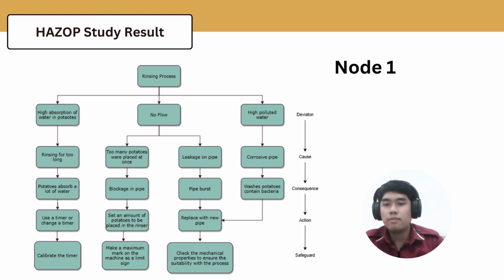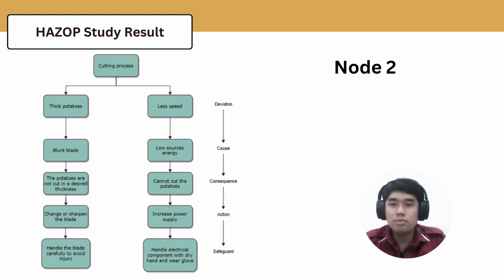And then lastly, we have the high absorption of water in potatoes. The cause is rinsing for too long and it will make the potatoes absorb a lot of water. So to prevent this, we need to use a timer or change the timer if the timer is broken down. And if the timer is broken down, we need to calibrate the timer.